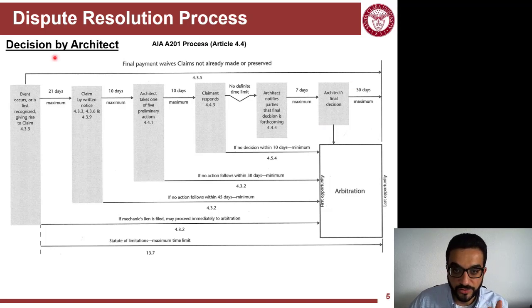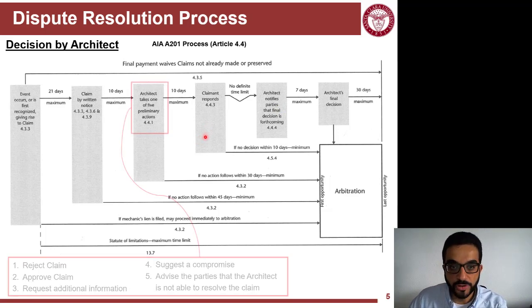This is a visual of the different steps, like Article 4.3.3, what constitutes an event, which we have seen in the claims part of this lesson. So, what constitutes a claim, and then you can see the durations listed between each step. You have to be really careful following the procedure that's outlined in the contract.